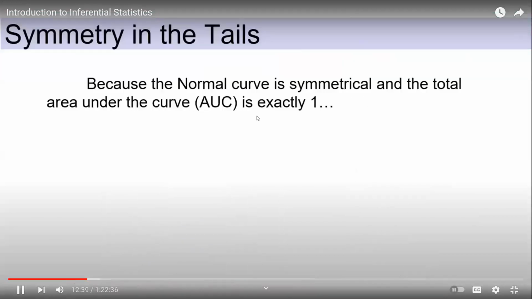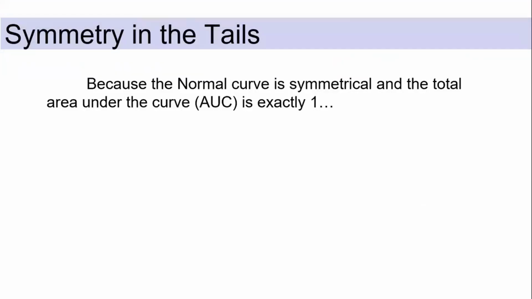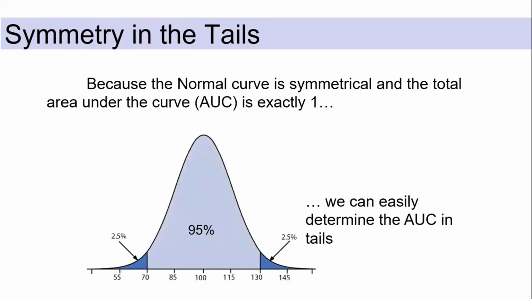Now, let's also talk about the symmetry in the tails. Because the normal curve is symmetrical and the total area under the curve, or AUC, is exactly 1, we can easily determine the area under the curve in the tails as well. For example, 95% here is 2 standard deviations away, if you still recall. So from 70 to 130, that's 2 standard deviations away from the mean. The area under this curve is 95% based on the rule I gave earlier.